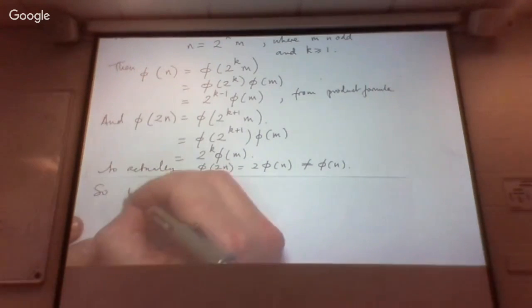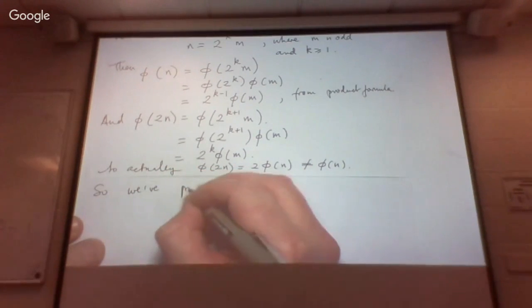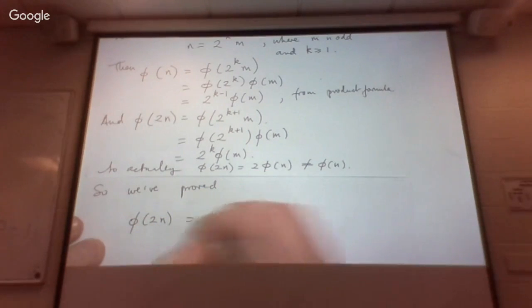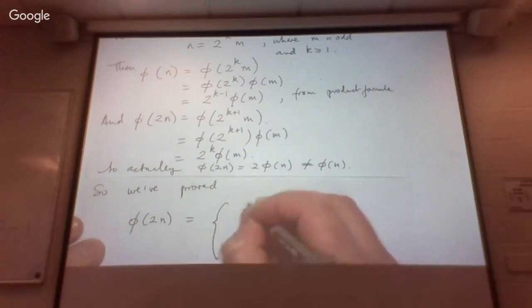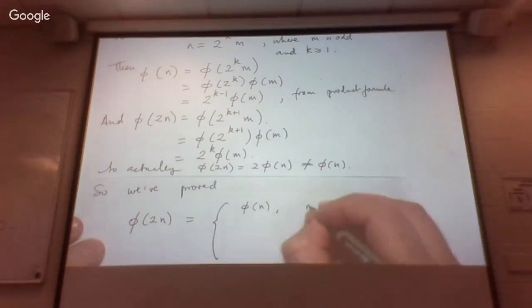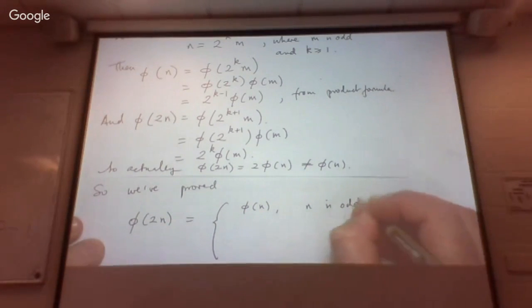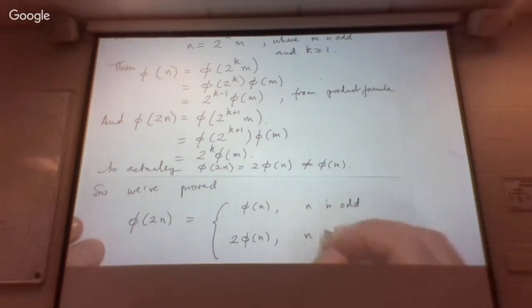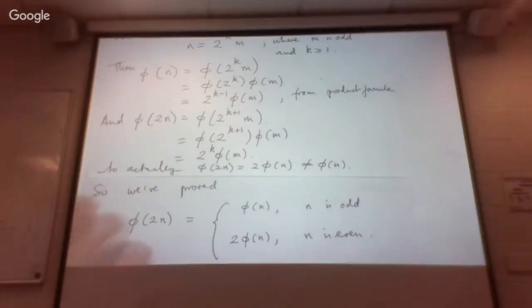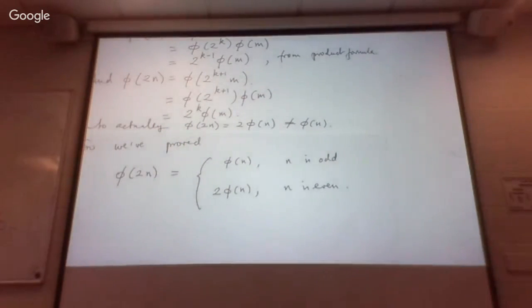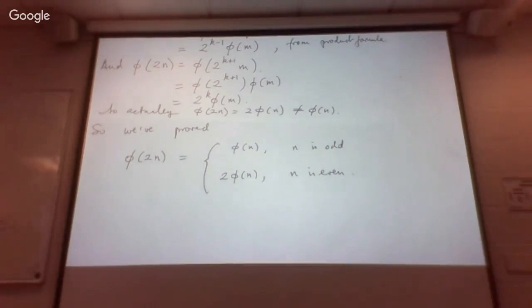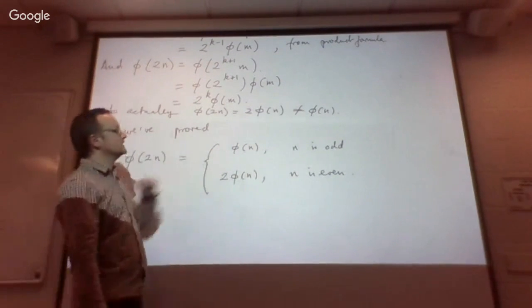So what we proved here is that phi of 2n is equal to phi of n in the case where n is odd, and it's equal to 2 times phi of n in the case where n is even. Maybe I should have phrased the exercise like that. Maybe that's a better phrasing of the exercise. Prove this.